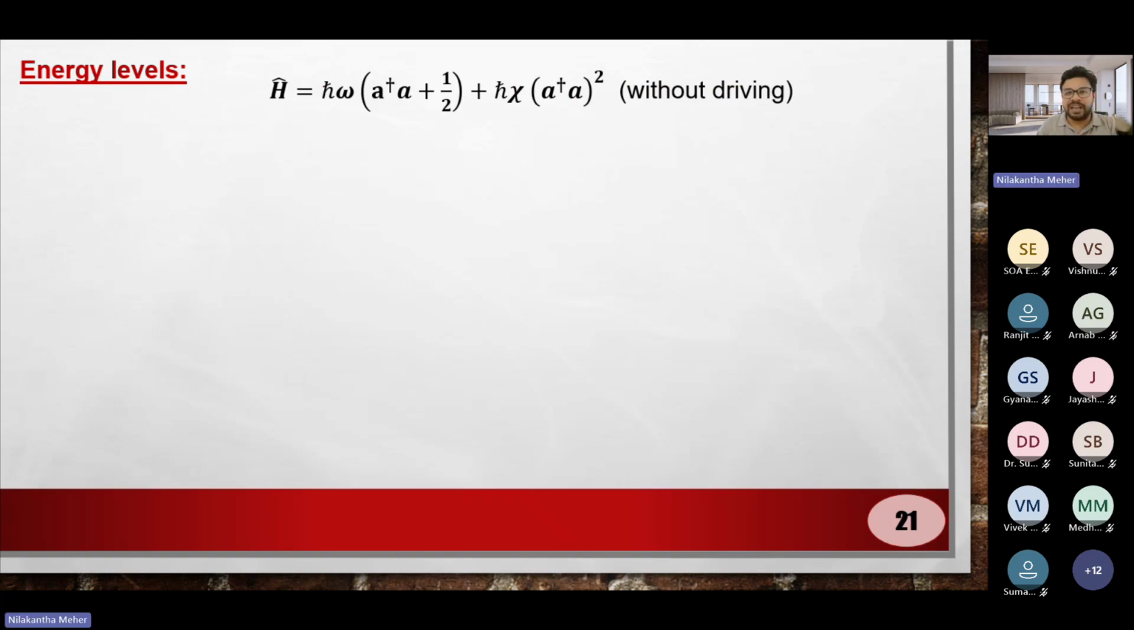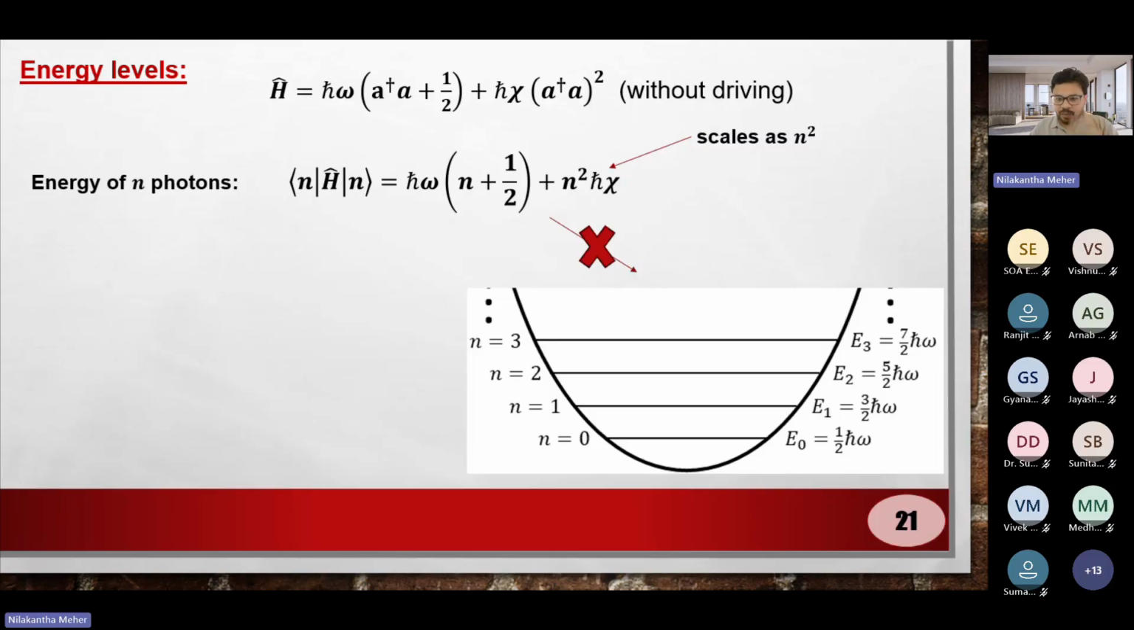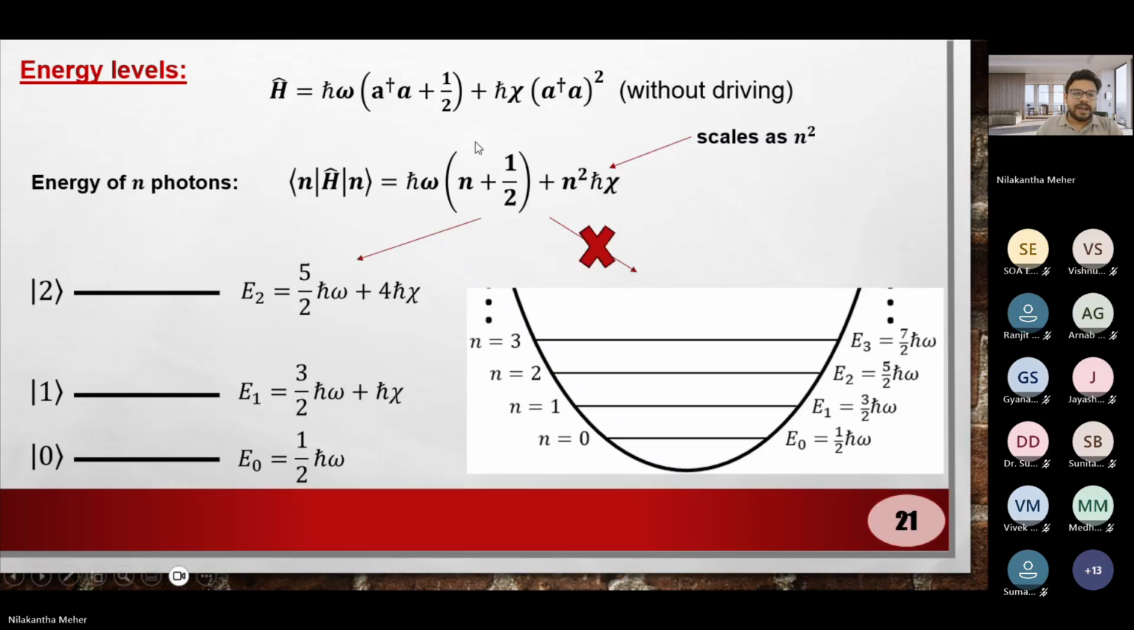Now let us look at the energy levels, whether these are really harmonic, that is equispaced energy levels, or what is happening. If you calculate the energy of n photons in this system, in the presence of Kerr nonlinearity, the linear term is there, that is the harmonic oscillator energy levels. Also there is an energy term that is Kerr strength times n square. So it is not linear in n, it is going as n square. So it is no longer a harmonic level system, that is equispaced energy, rather it is an anharmonic system.